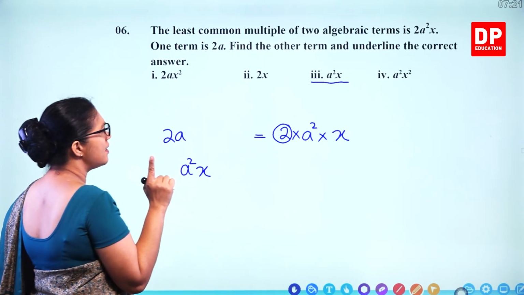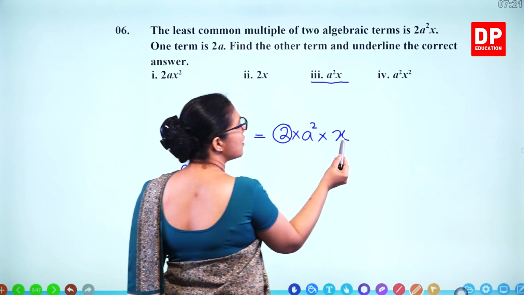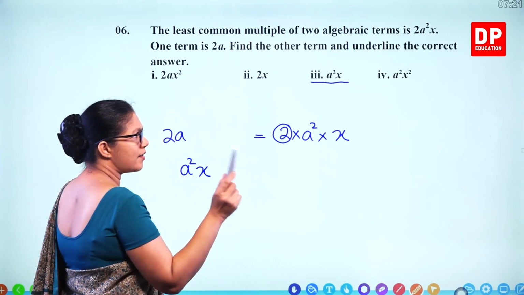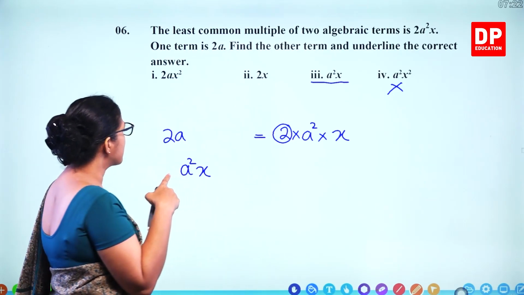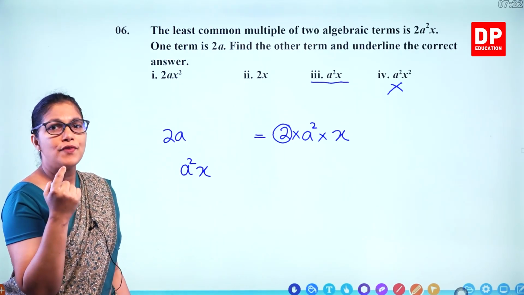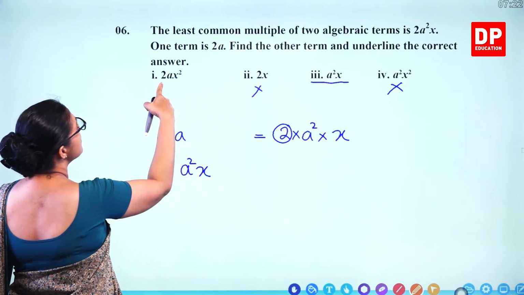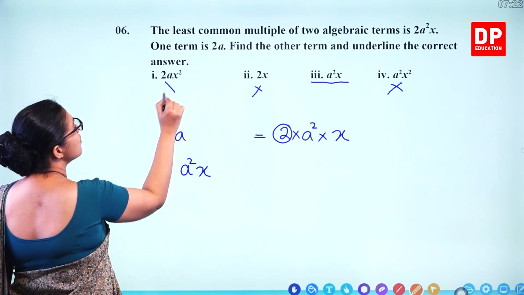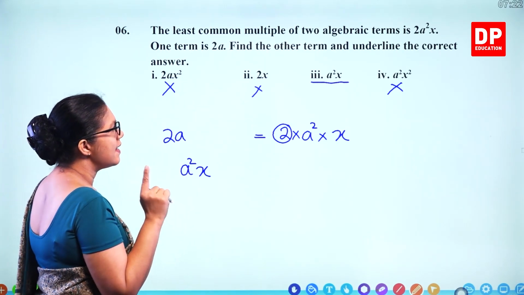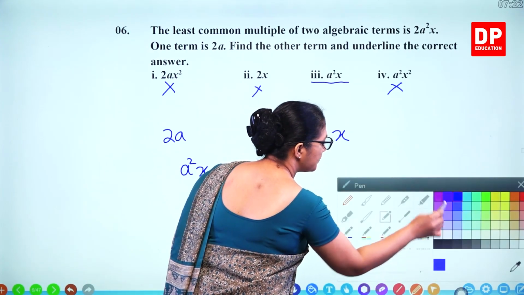We'll see whether the other ones are correct. You can't get x squared because the maximum power here is 1. So you can't take this one, 2x. You can't because we need a squared term. And this is also not possible. X squared you can't get. So only possible answer is a squared x. So 2 marks for that.